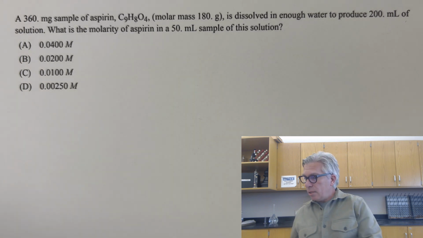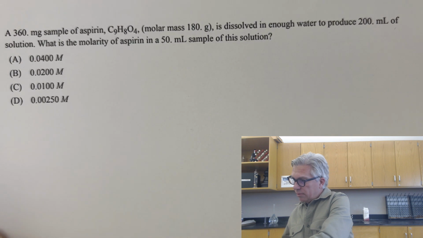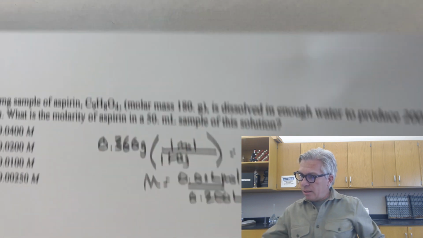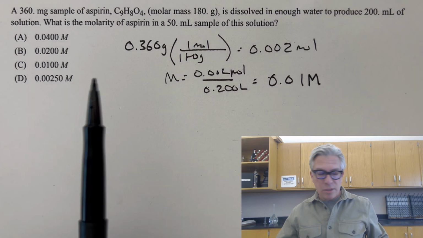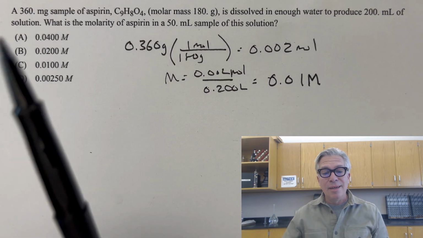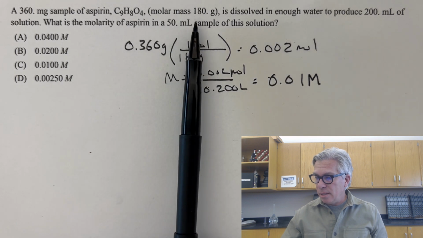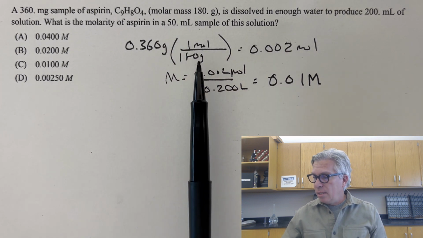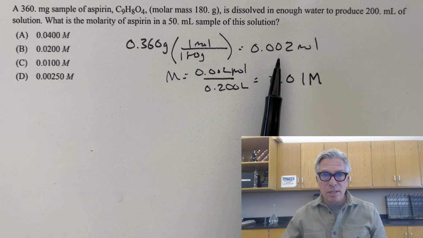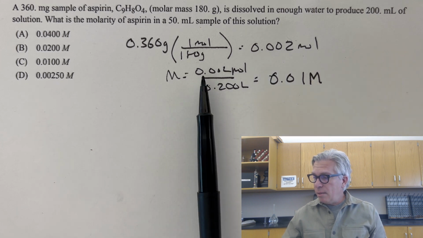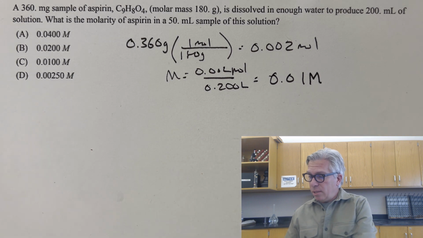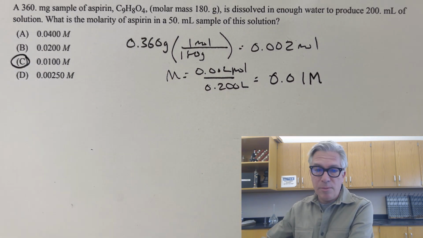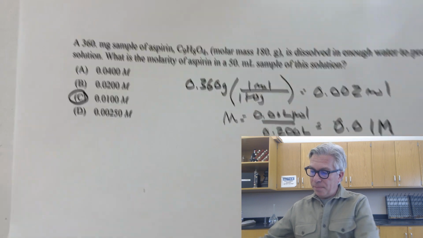All right, we're going to keep it short and sweet in terms of showing the calculations. You should always show your calculations to some degree. And here we go. First of all, you had to watch out for the milligrams. This should be in grams because the molar mass is in grams. So 0.360 grams divided by 180. That's a very small number of moles, 0.002. And then 0.002 moles divided by 0.2 liters gives me 0.01 moles per liter, and that is choice C. So if you pick choice C, then great.